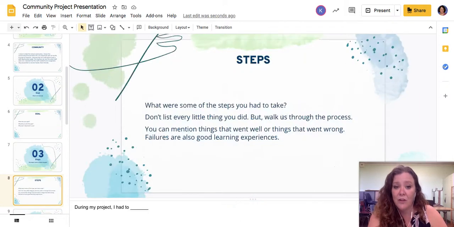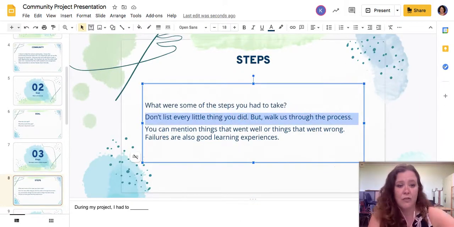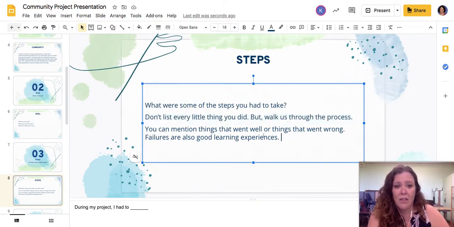What are the steps I took? Don't list every little thing you did. That's not interesting or engaging during a presentation, but walk us through the process. What were the big things you had to do? And don't be afraid here to mention things that went well or things that didn't. Because remember, failures are good learning experiences. Sometimes you learn more from a failure than you do from a success. So feel free to really be honest at this point.